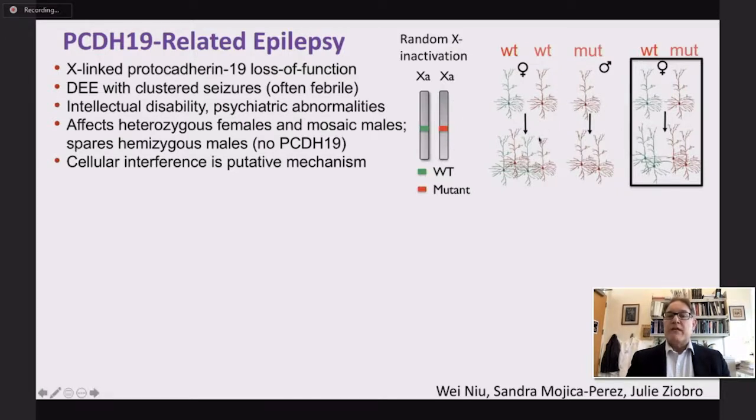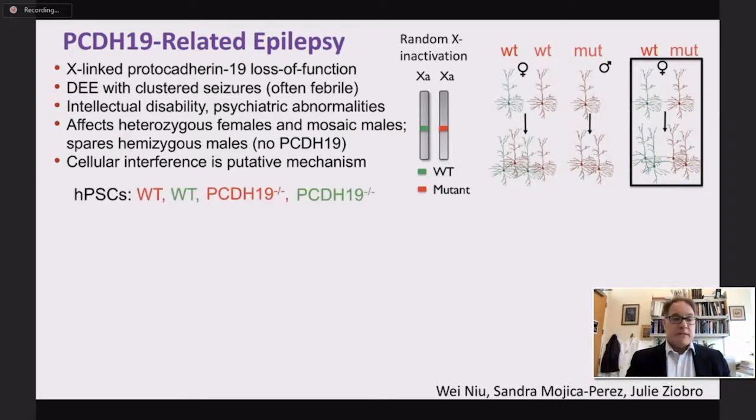So when the brain develops, when you have all normal PCDH19 or all mutant, the cells still can develop normally, but it's when you have two populations that they don't interact during brain development, because protocadherin 19 is a cell adhesion molecule that's involved in cell-cell interactions. And when it's present on one cell but not on the other, they can't interact normally.